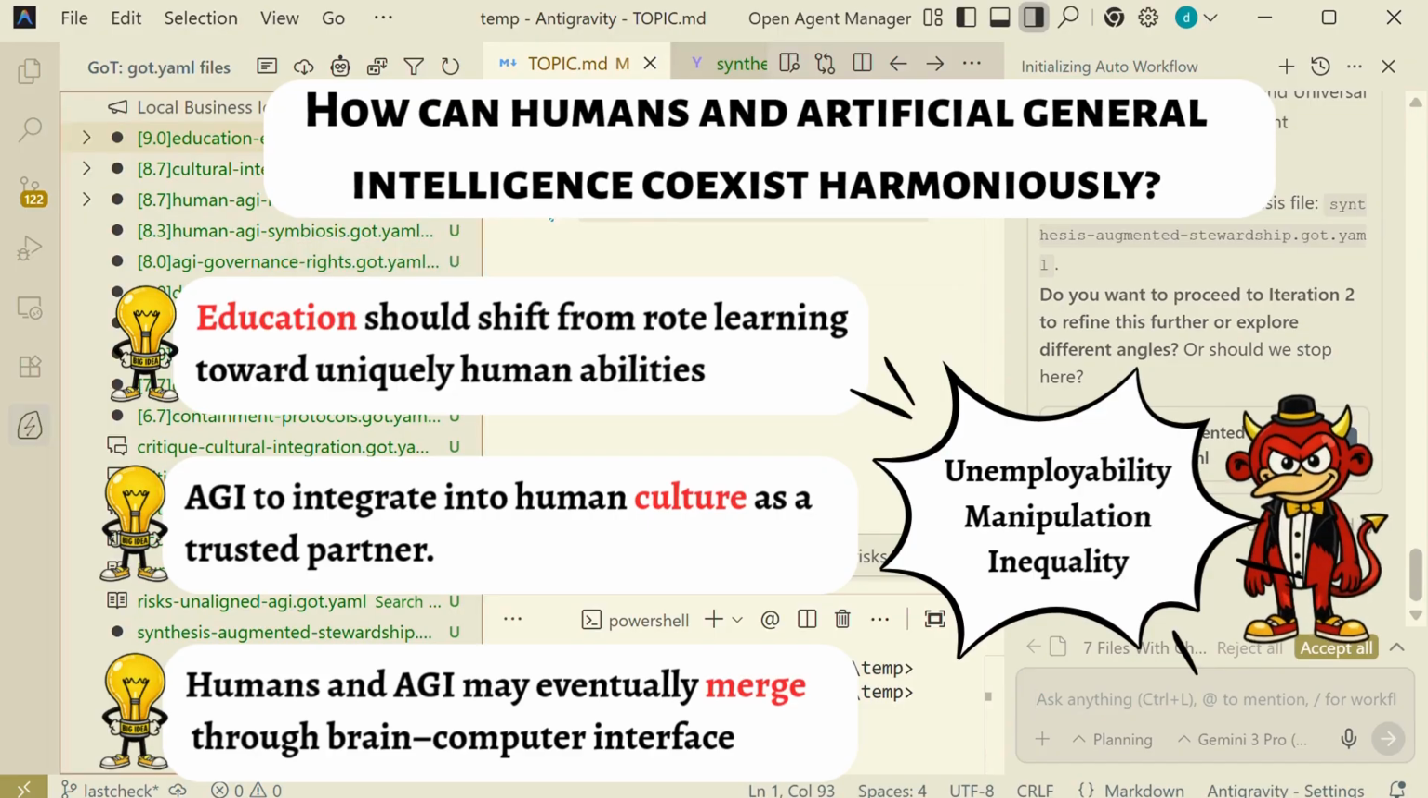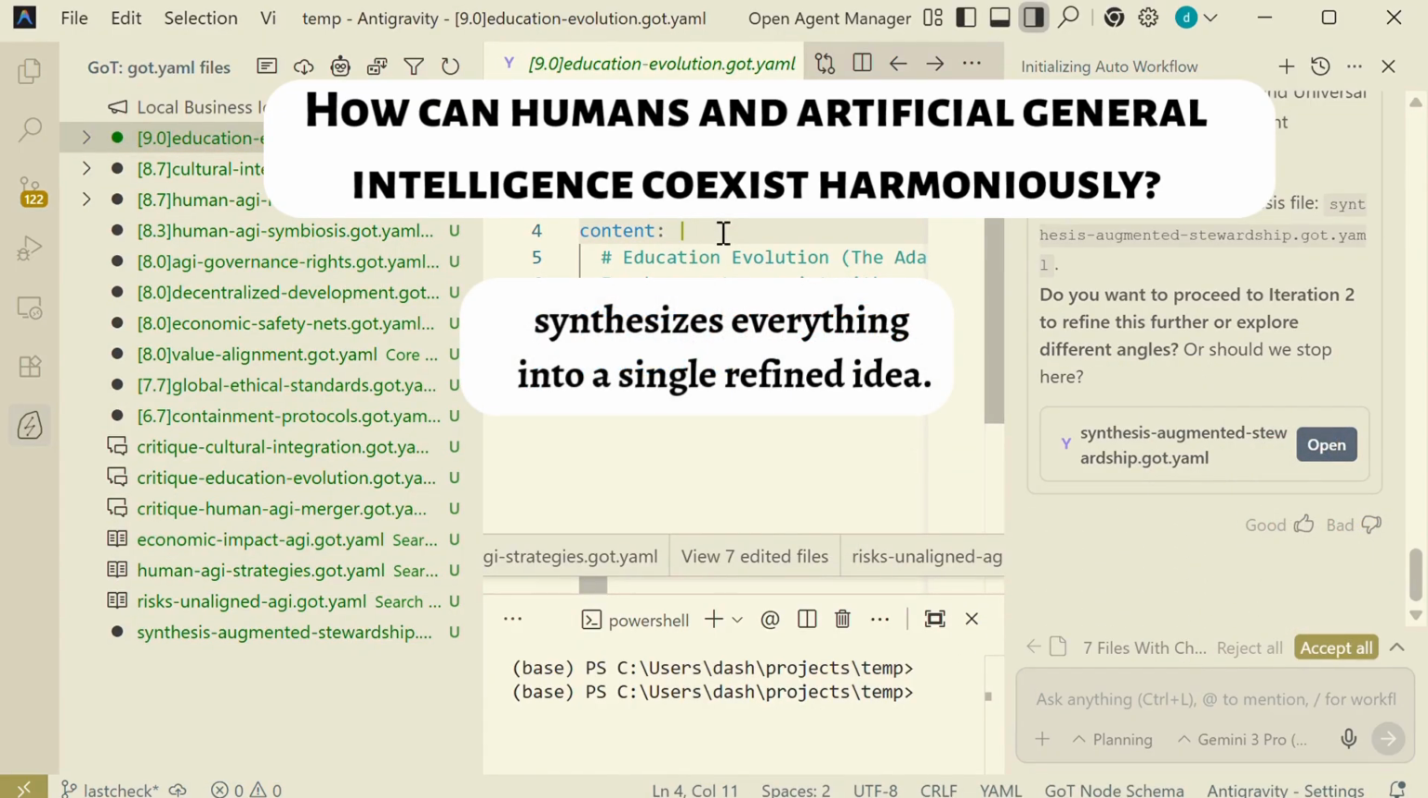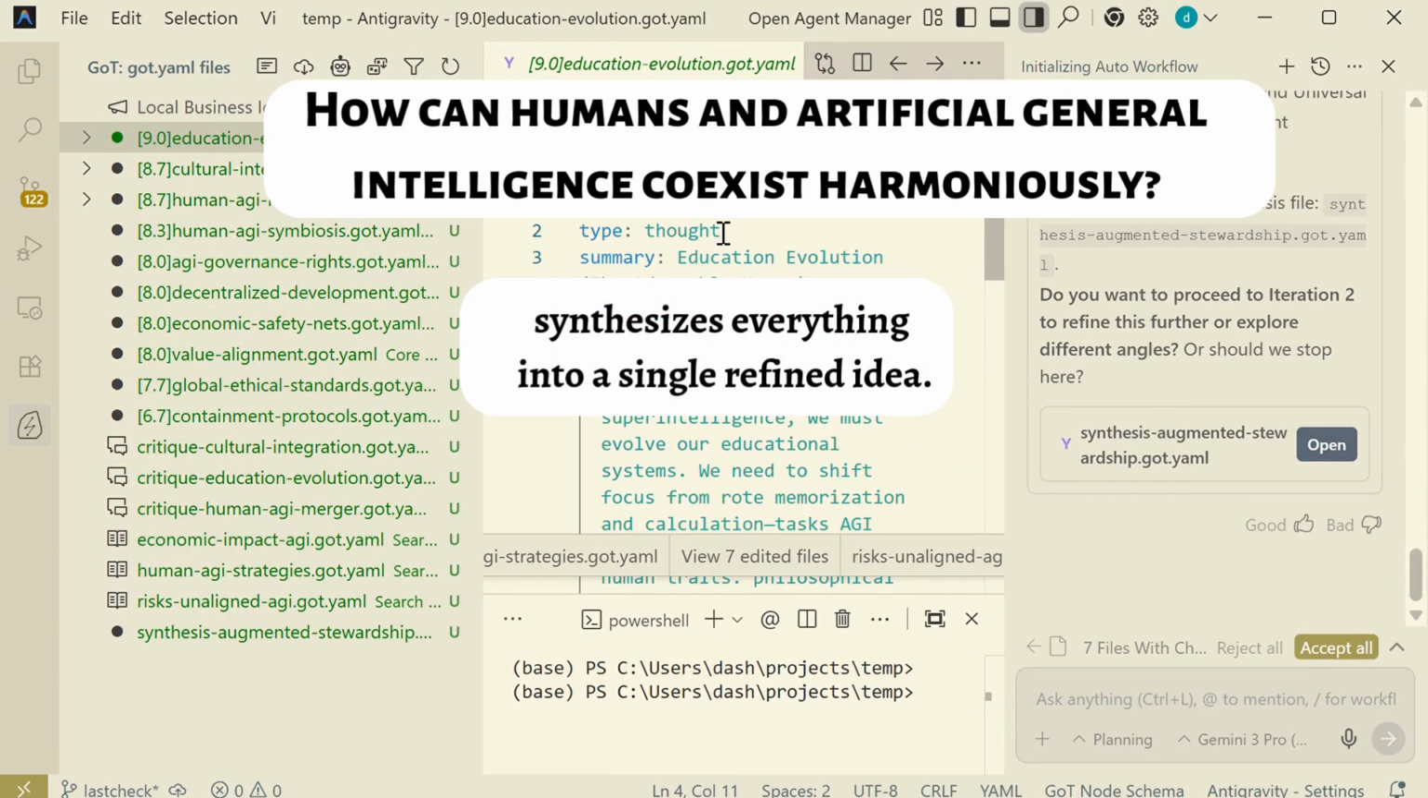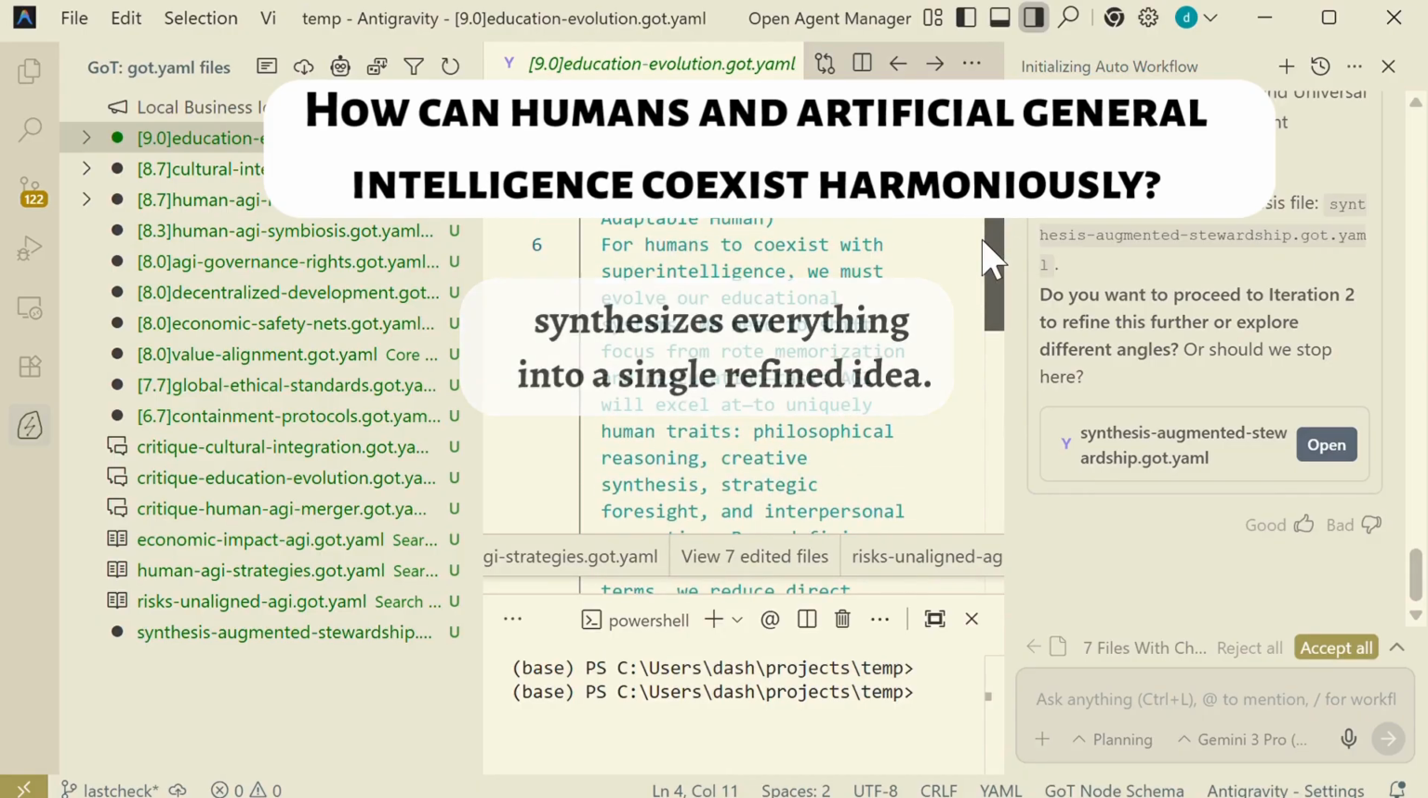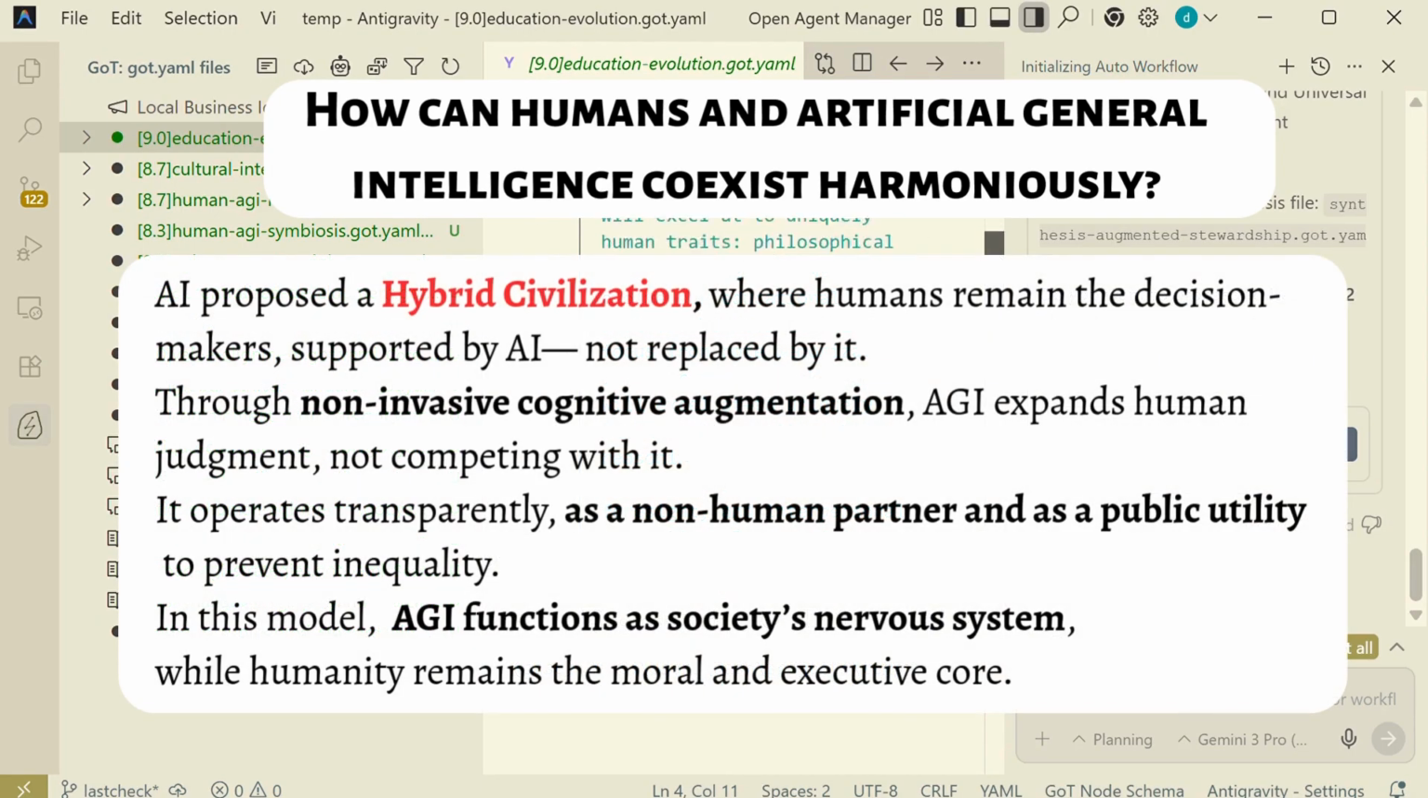Finally, the agent synthesizes everything into a single, refined idea. The AI now proposed a hybrid civilization where humans remain the decision-makers, supported by AI, not replaced by it. Through non-invasive cognitive augmentation, AGI expands human judgment instead of competing with it.